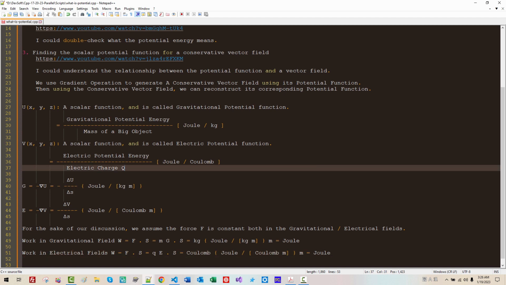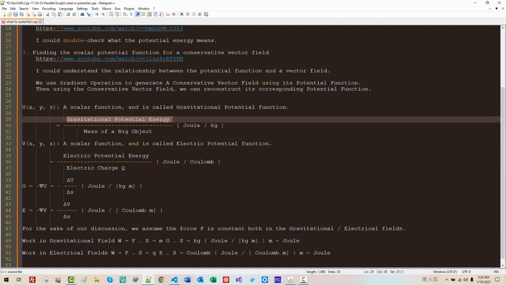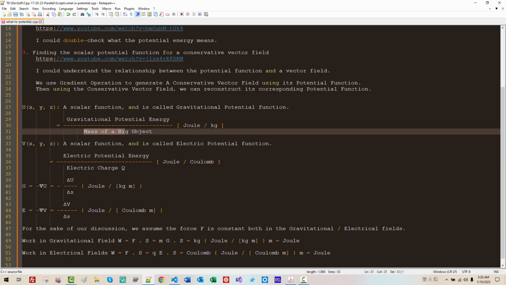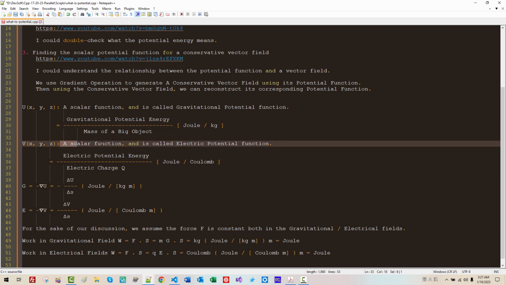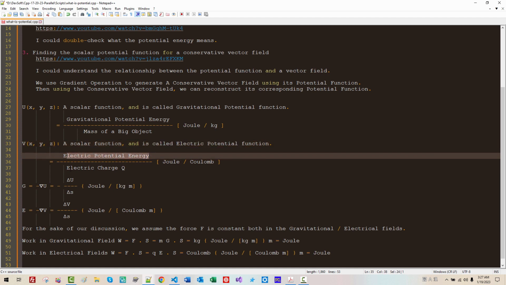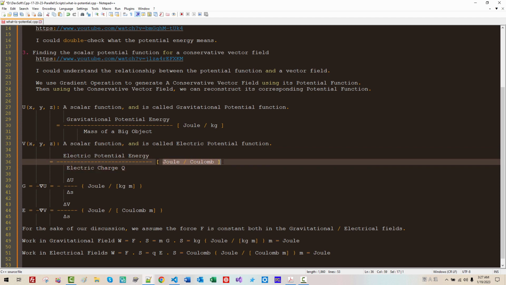In summary, u, a scalar function, is called the gravitational potential function. The gravitational potential function is gravitational potential energy over the mass of a big object. Its unit is Joule per kilogram. V is a scalar function and is called the electric potential function. It is electric potential energy over electric charge. Its unit is Joule per Coulomb.